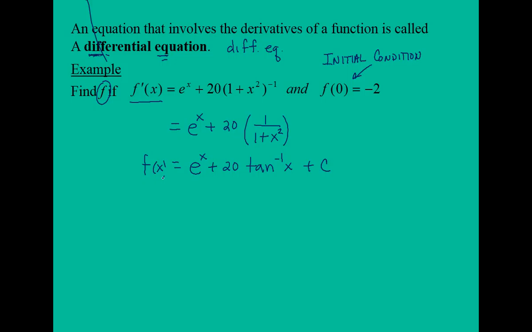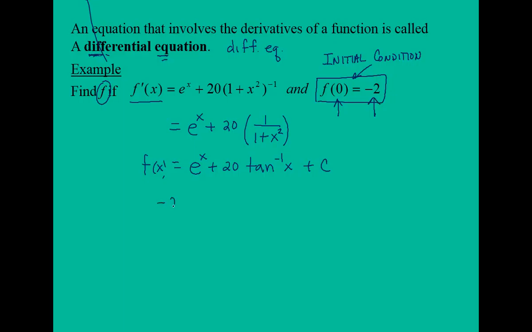Now it gives us an initial condition. It says f of 0 equals negative 2, which means if I plug in 0 for all my x's, f of 0 equals negative 2. So let's see if we can solve for our constant of integration.